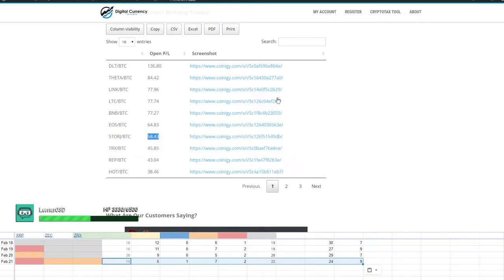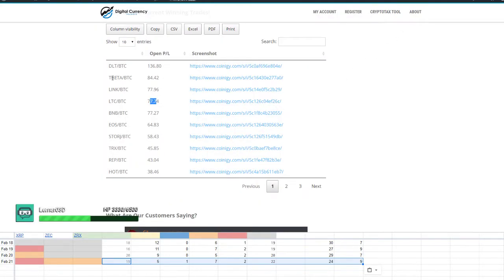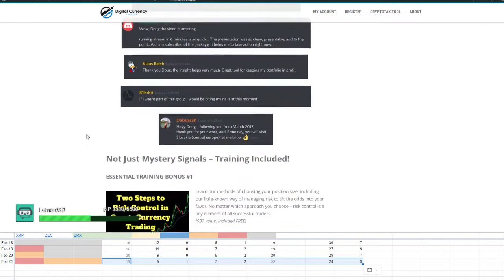Storage just took off. Nailed it. EOS, I was just looking at that one. We nailed it. Litecoin, Link. And these are trades that we identified way back as they were making their initial consolidations. So we could identify them from a long ways out and see them coming. And then here they are. And there's a whole bunch more of them coming up right now.